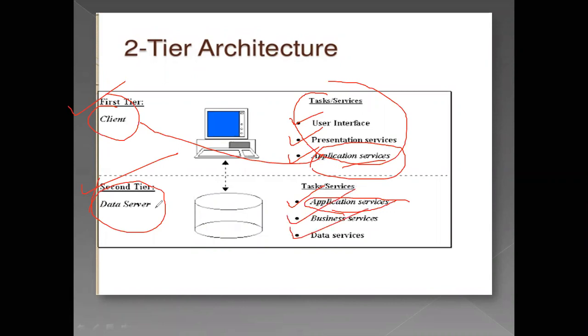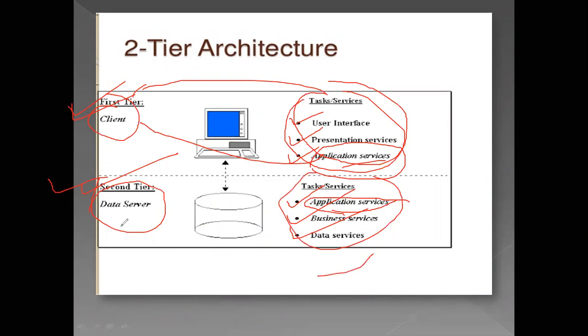So now we have divided these tasks into two parts. In the first case, we have termed the first tier as the client tier and the second tier as the data server part. So these tasks belong to the first tier, and these tasks belong to the second tier, right? Now you tell me, what have you got from these differences? What have you got from these tasks?